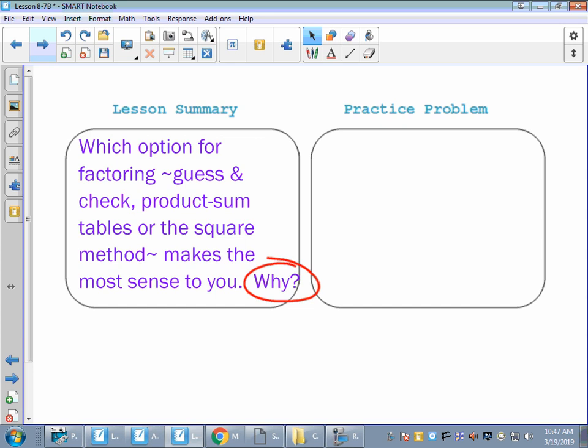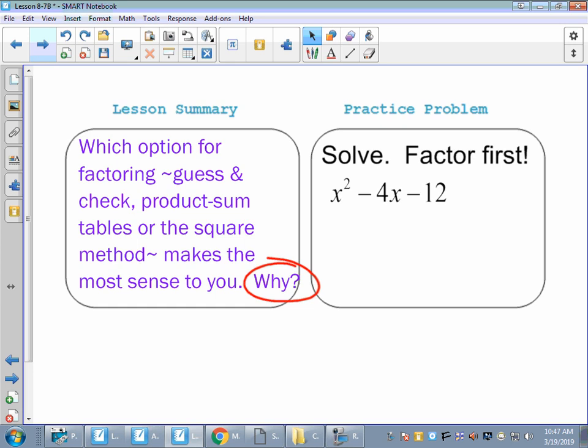Guess and check? Some people think that's, you're just kind of grasping at straws, throwing stuff at the wall, see if it sticks. Some people like that. Product sum table, people like that because it's in order for you, and you can just circle and find the right one because it's already in order for you. Or sometimes a square method, which is kind of a combination. Maybe it's a little bit of work. Many people don't like that because of that.